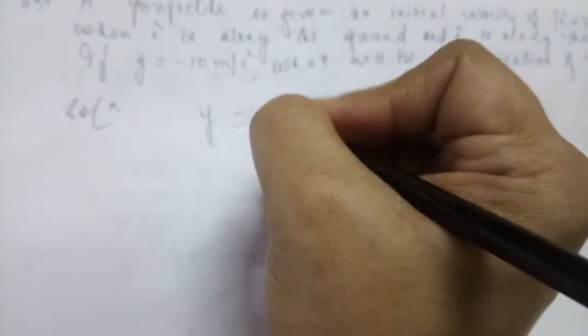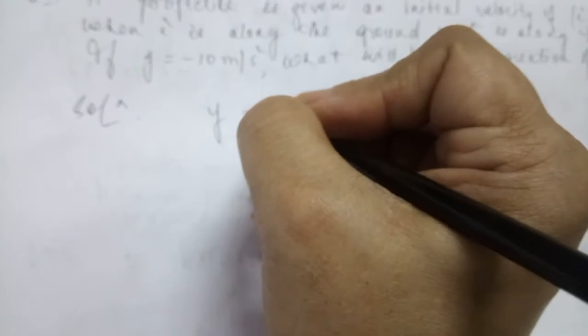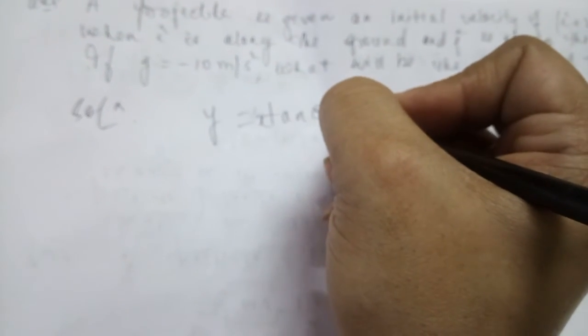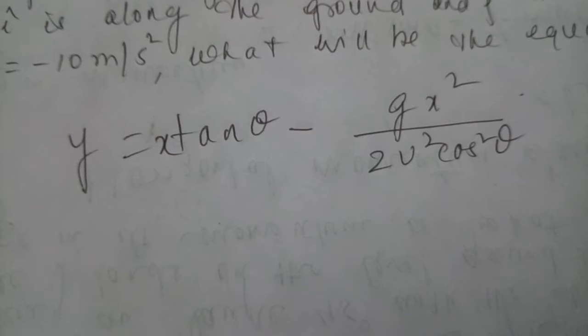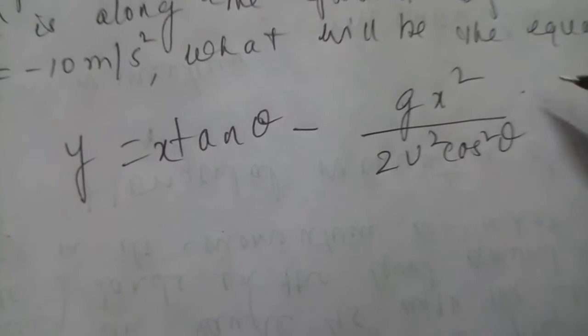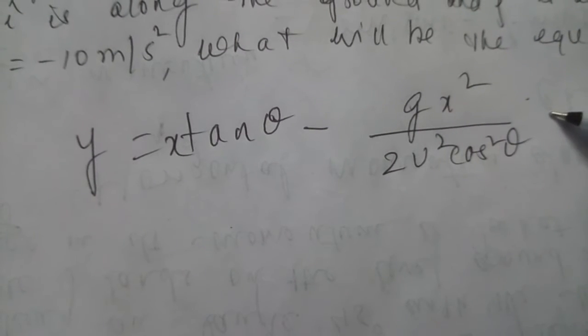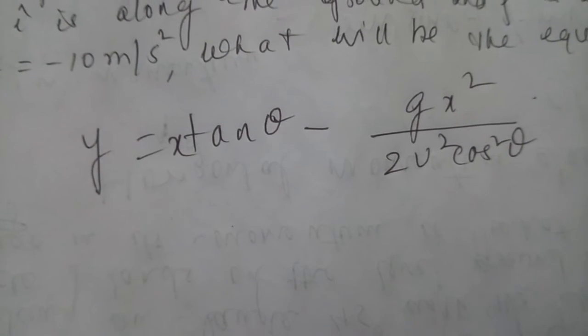The formula for the equation of the trajectory is y equals x tan theta minus gx square divided by 2u square cos square theta. So this is the formula we have. Now we can take this 1 by cos square theta as sec square theta, and sec square theta is 1 plus tan square theta. So we will be using this.